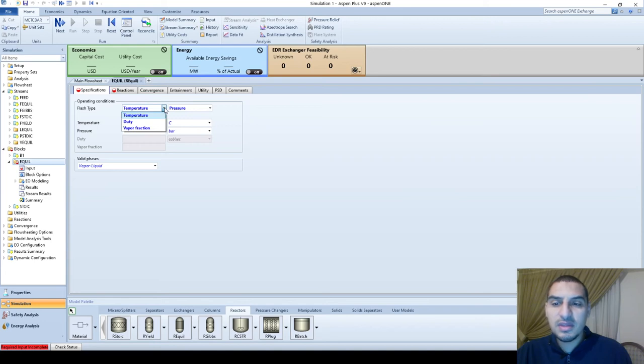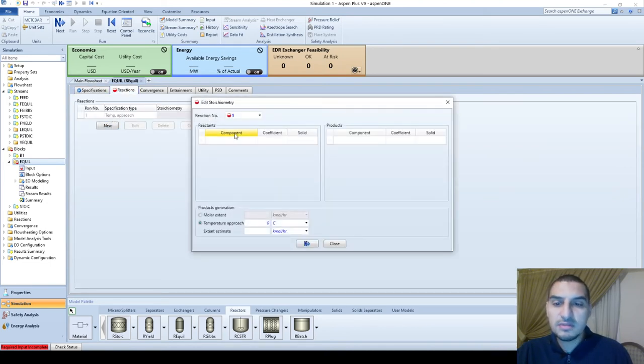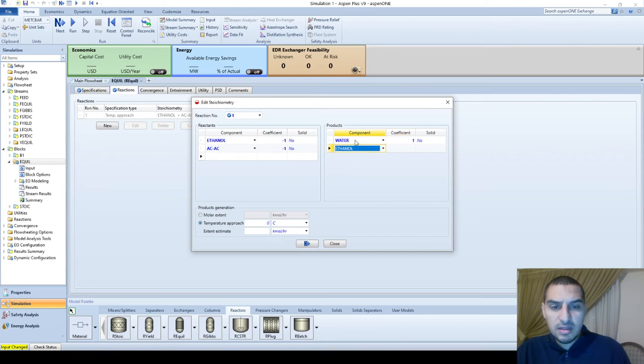It's going to be the same thing that we did before in the stoichiometric reactor. So you have to put the temperature as 675, and we put the pressure as 1 atmosphere. Again, we'll define the reactions the same way, the reactants and the products. So it's ethanol and acetic acid. This is -1, -1, and we have here water, -1, and ethyl acetate as 1.